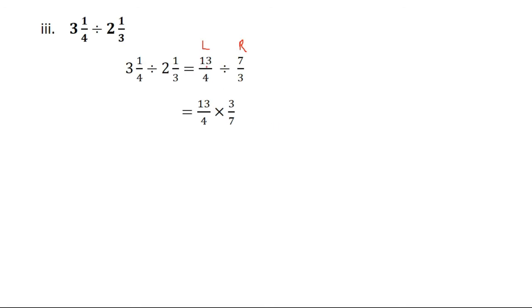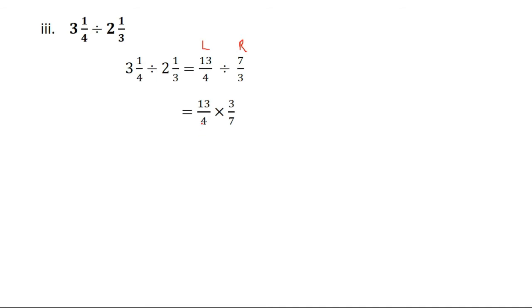So you keep what is on the left hand side, 13 over 4. Then you change the division sign to multiplication. Then you turn what is on the right hand side upside down. So the numerator becomes the denominator and the denominator becomes the numerator, as we have here. So from here we can proceed like we are doing multiplication.